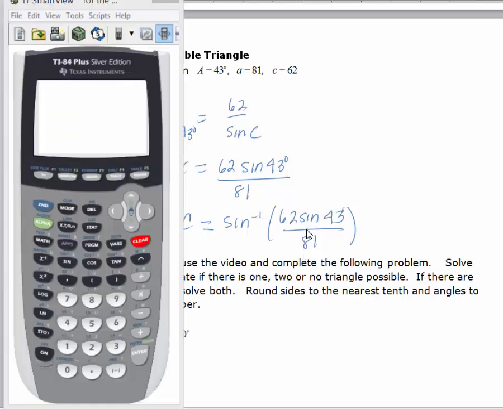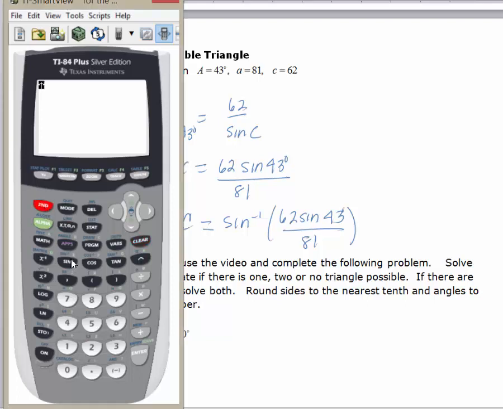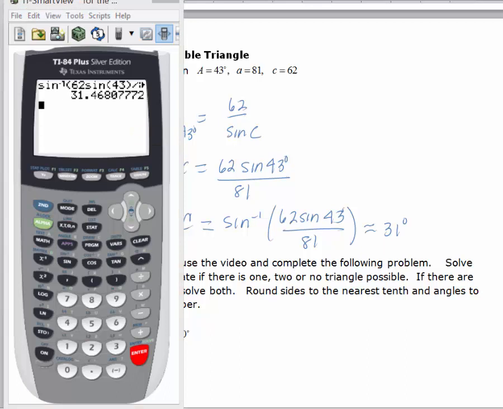We're going to assume that there's two possible triangles, and then we'll throw one of the angles away if it doesn't work. We start with the inverse sine of 62 times the sine of 43 divided by 81, close the parentheses, hit enter. I've got an angle of, if I round to the nearest whole number, 31 degrees. The calculator, if there is an angle, is always going to give us the acute for this type of problem. We'll call this C1.